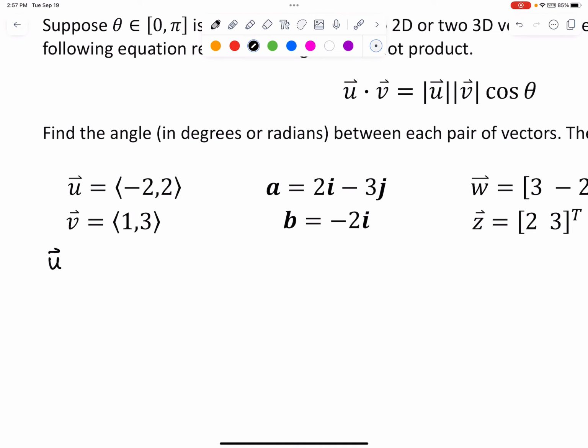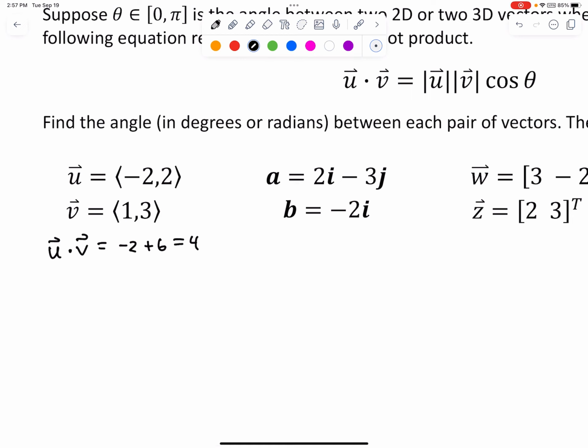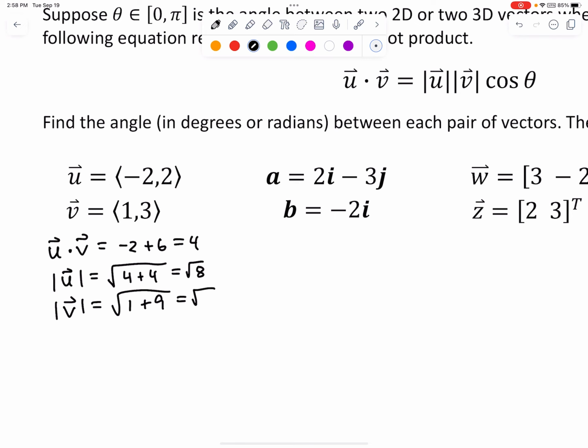In this first case, let's find the dot product of the two vectors. Multiply corresponding entries. We get negative 2 plus 6, and we get 4. Now we've got to find the magnitude of each vector. The magnitude of vector u is equal to the square root of the squares of the two components, so that gives us 4 and 4, added together, and we get square root of 8. The magnitude of vector v: square the 1, square the 3, add together and take the square root, we get radical 10.